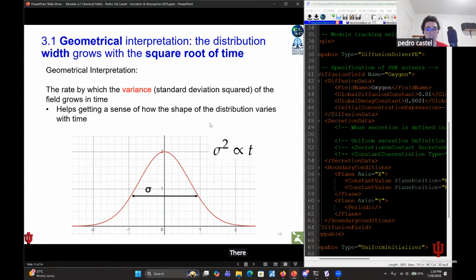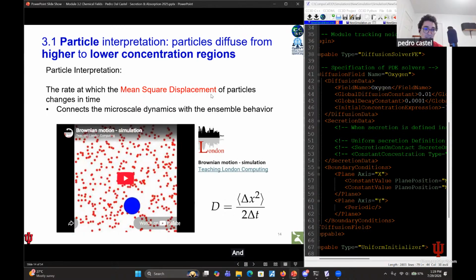There are other interpretations to diffusion. There is a geometrical interpretation, and there is a statistical mechanics interpretation, but I will leave those for you to read if you are interested.